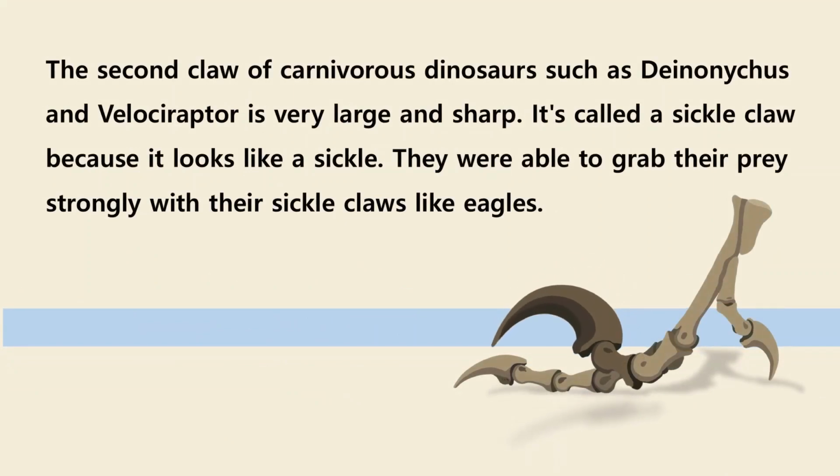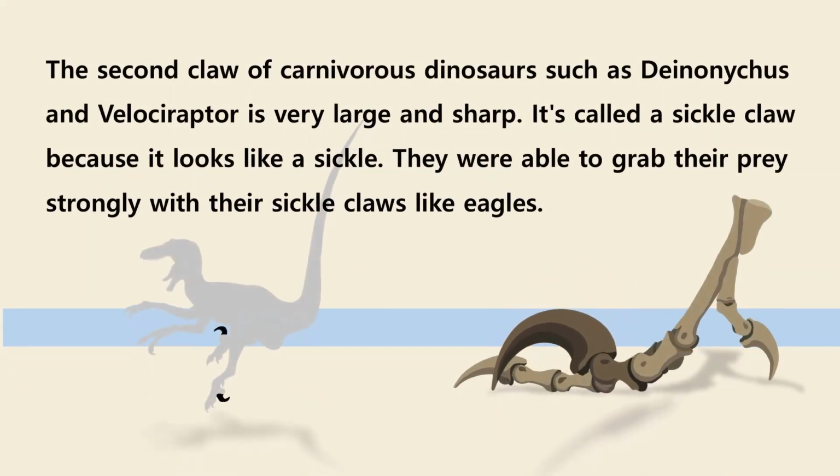The second claw of carnivorous dinosaurs such as Deinonychus and Velociraptor is very large and sharp. It's called a sickle claw because it looks like a sickle. They were able to grab their prey strongly with their sickle claws like eagles.